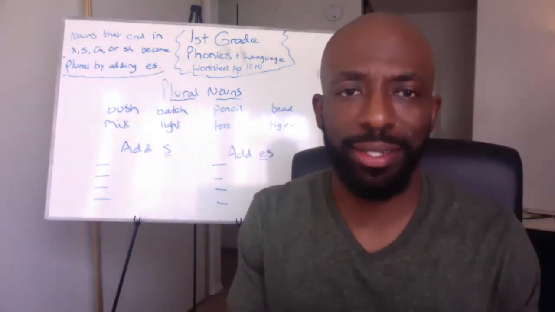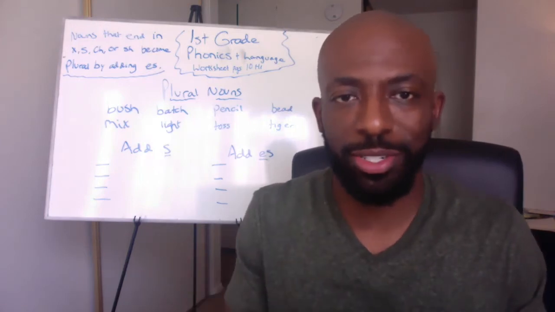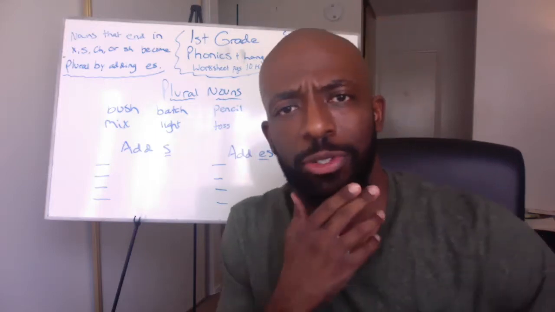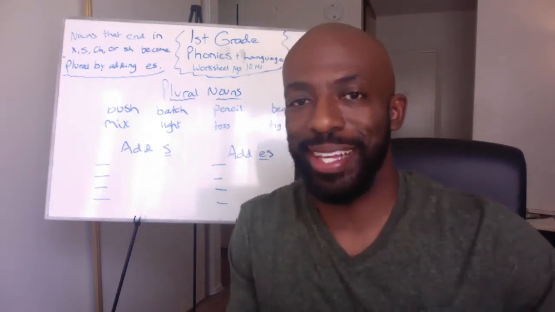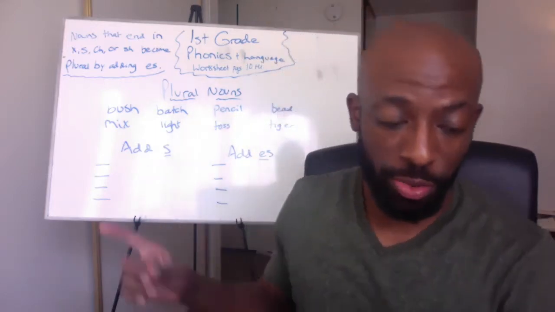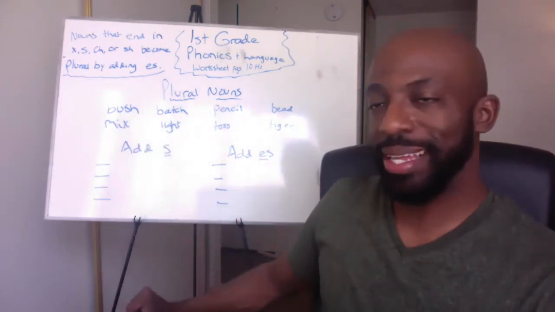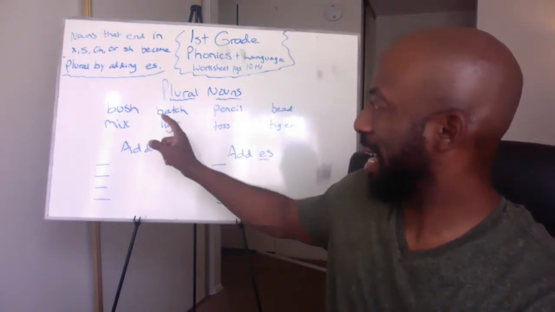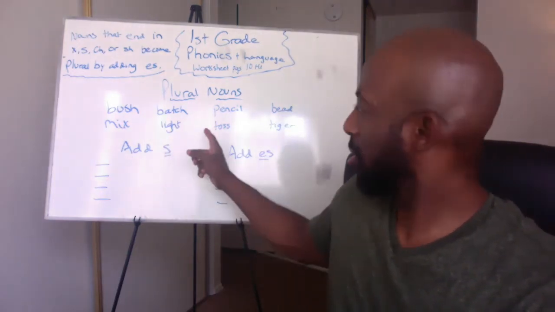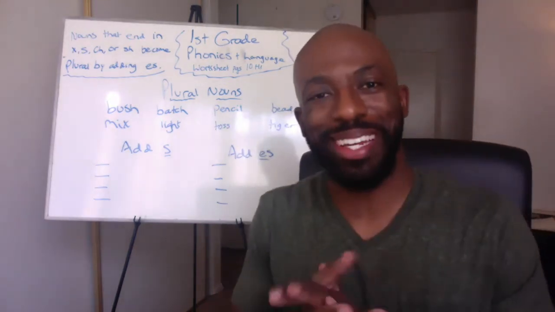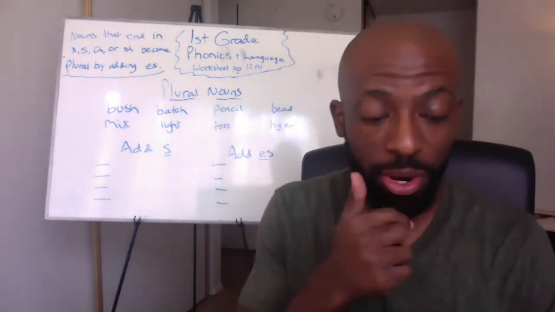So instead of kids, kid with a D at the end of it, you say kids, that's more than one kid. But if there's more than one fox, there are foxes. And we had to add an E and the S. So that's what we're going to do here. So let's look at these words. It says bush, mix, batch, light, pencil, toss, bead, and tiger. Okay, so those are our words today.